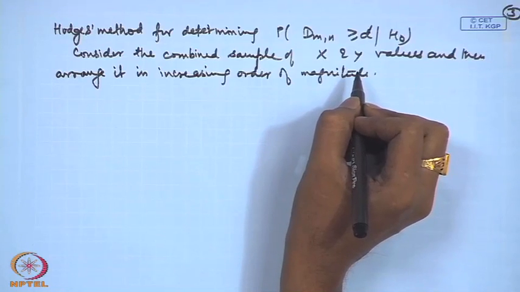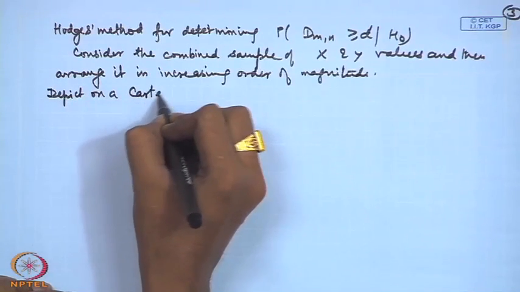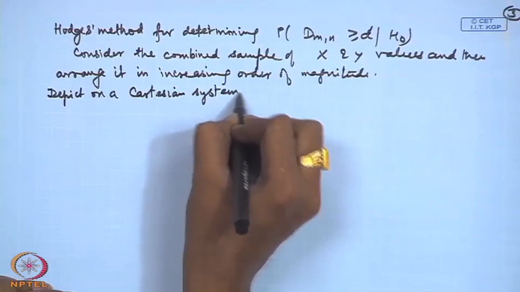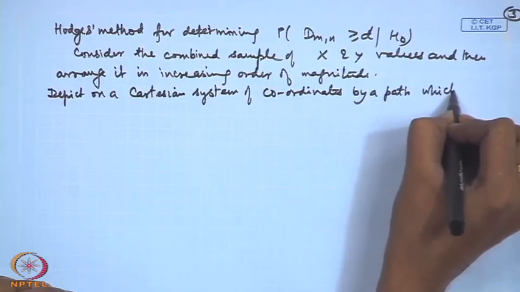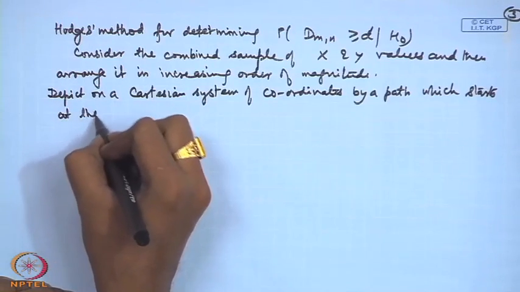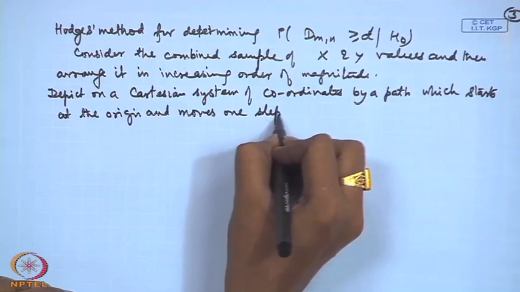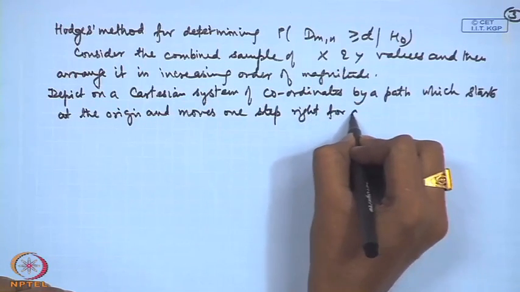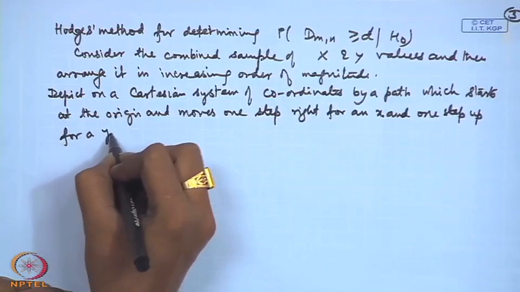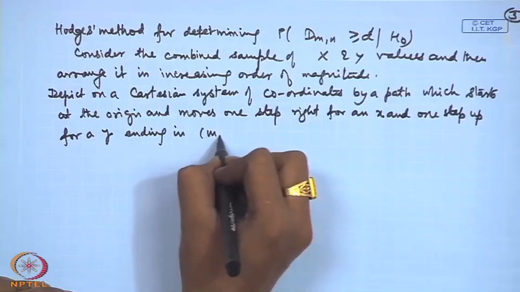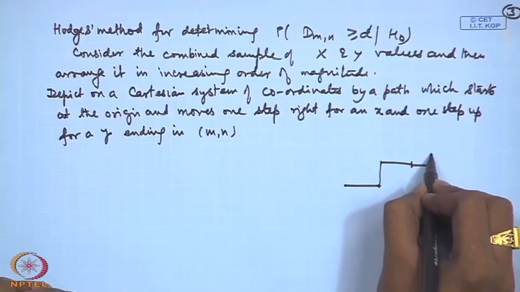So, we consider a Cartesian system in the following fashion. Depict on a Cartesian system of coordinates a path which starts at the origin and moves one step right for an x and one step up for a y. So, it is like this: if x is next, then we come like this, otherwise we go like this. So, it could be like this and so on.